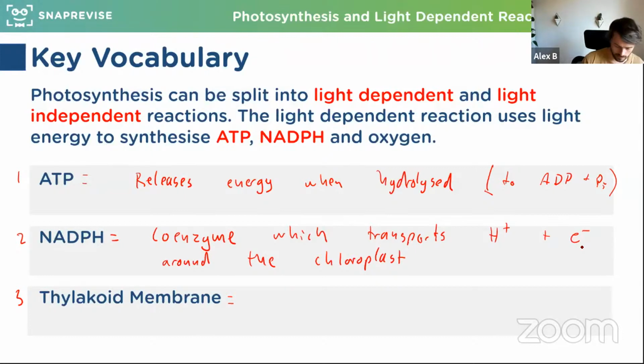Thylakoid membrane, where the light dependent reaction takes place.